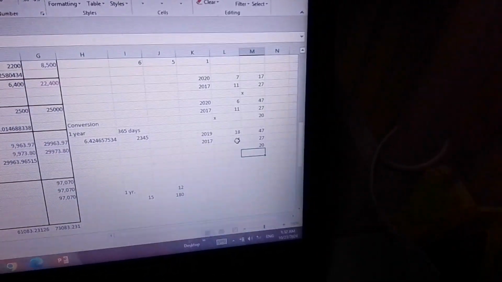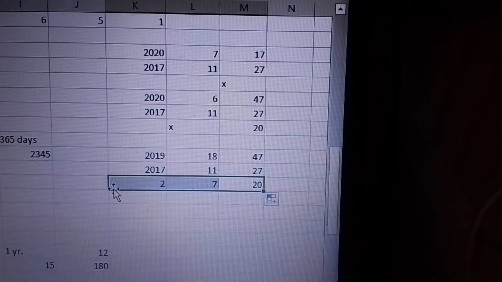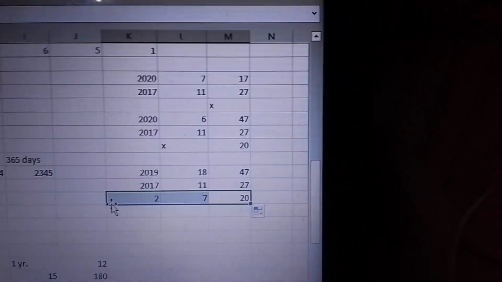If you want things to be very quick, you see the green square right over here. You can simply drag it, click on this. Nakita mo yung may plus, then drag it to the left. Yun. At yun yung sagot. So therefore, you're supposed to have 2 years, 7 months, and 20 days.